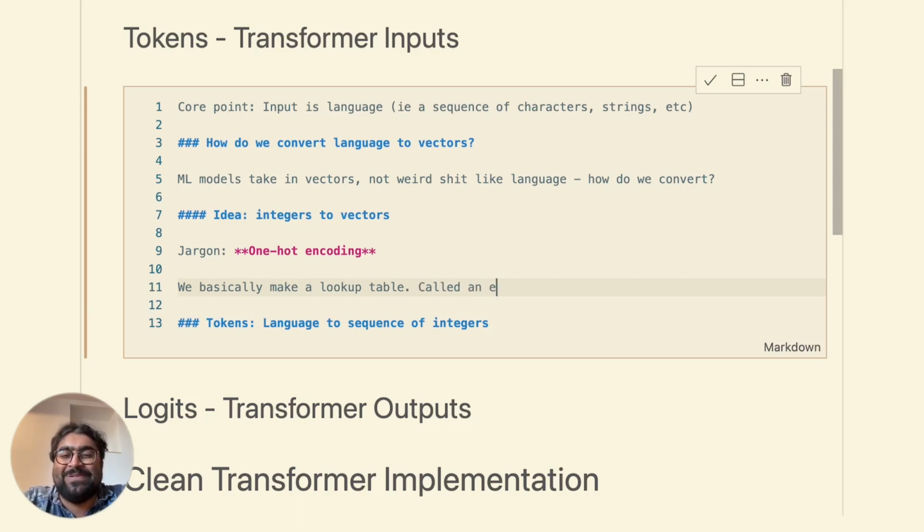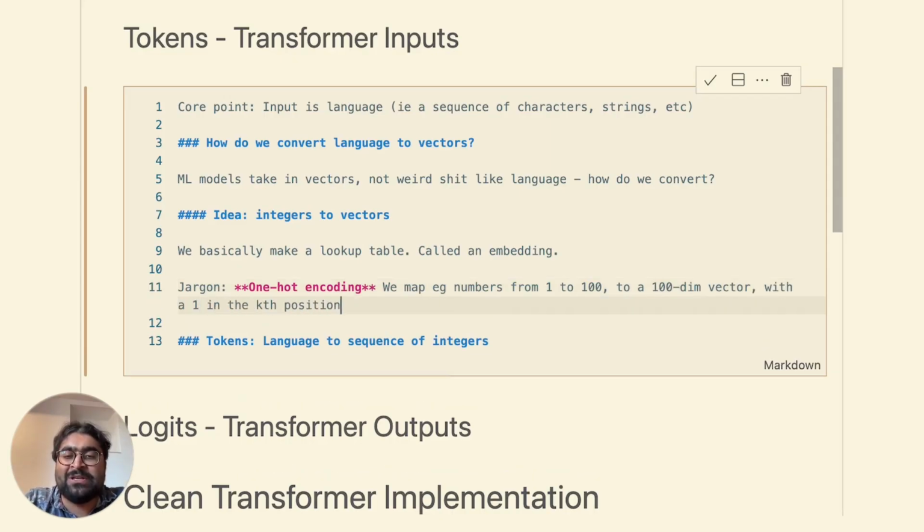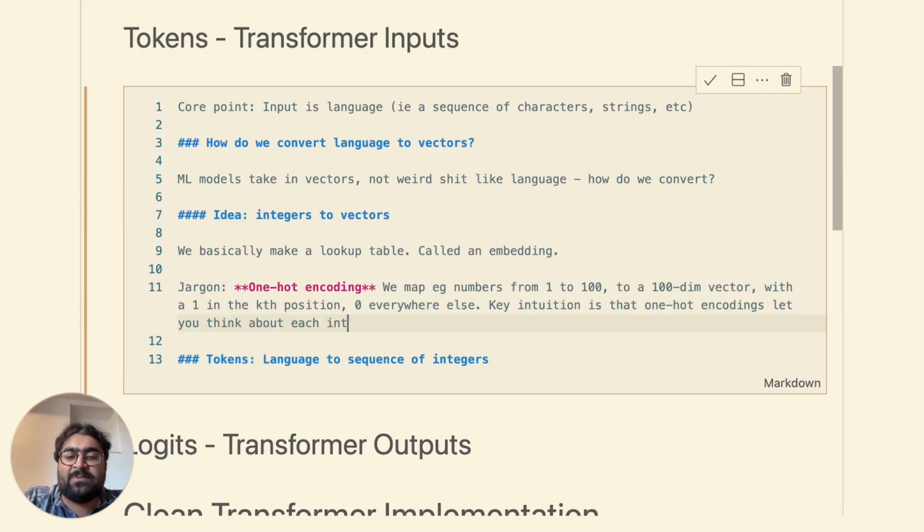It's called an embedding. Sometimes people give the jargon of one-hot encoding. We map, e.g., numbers from 1 to 100 to a 100-dimensional vector with a 1 in the kth position, 0 everywhere else. This is a pretty simple way you can convert integers into vectors. Key intuition is that one-hot encodings let you think about each integer independently, useful when integers are basically labels.